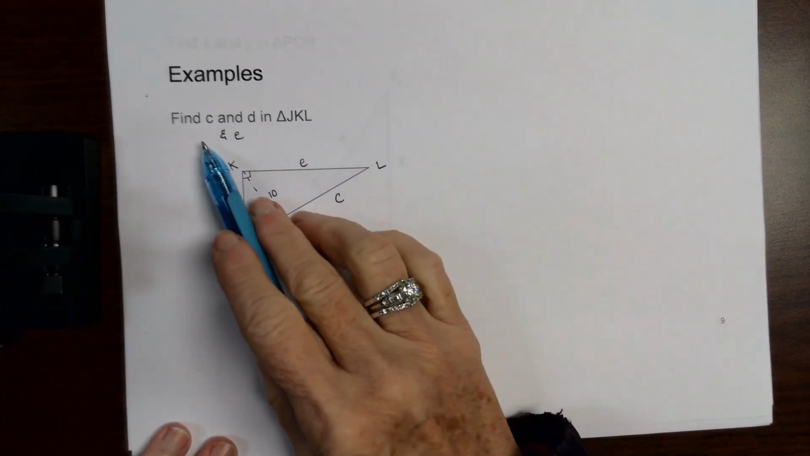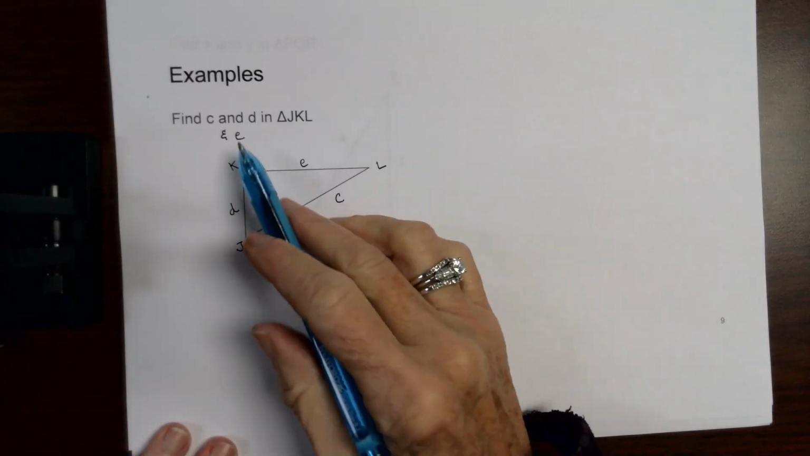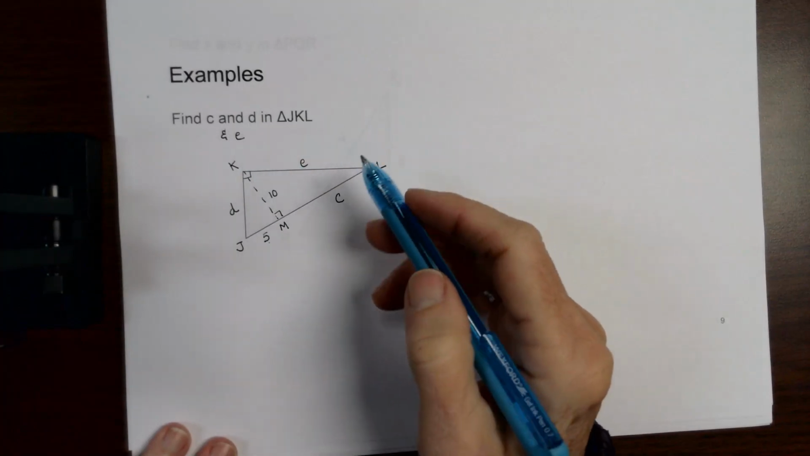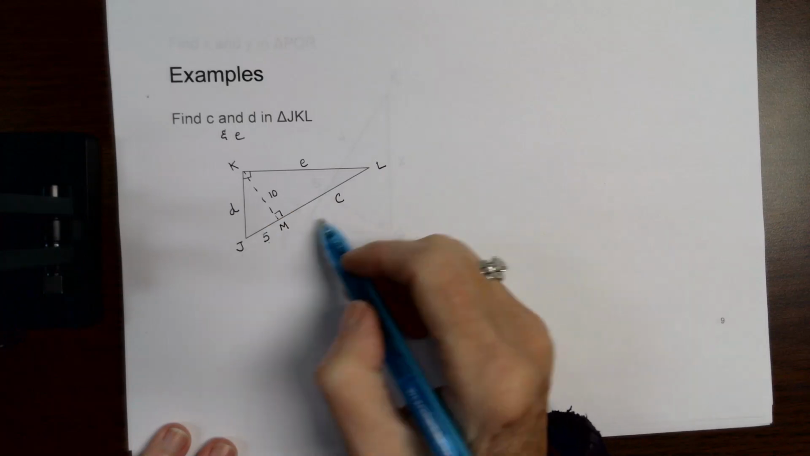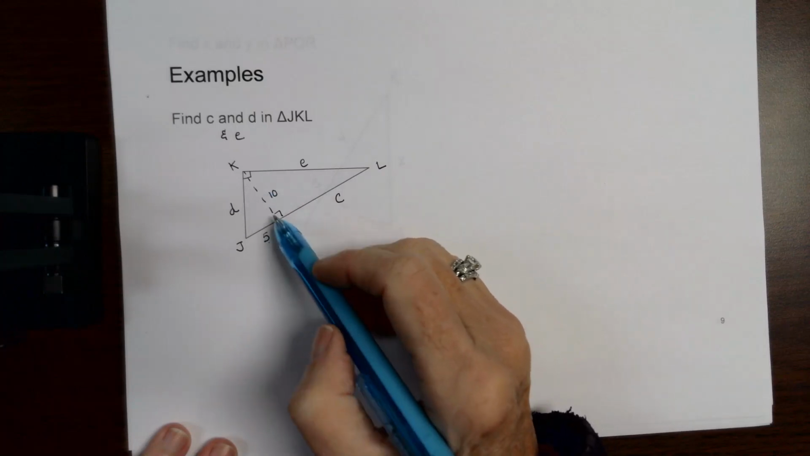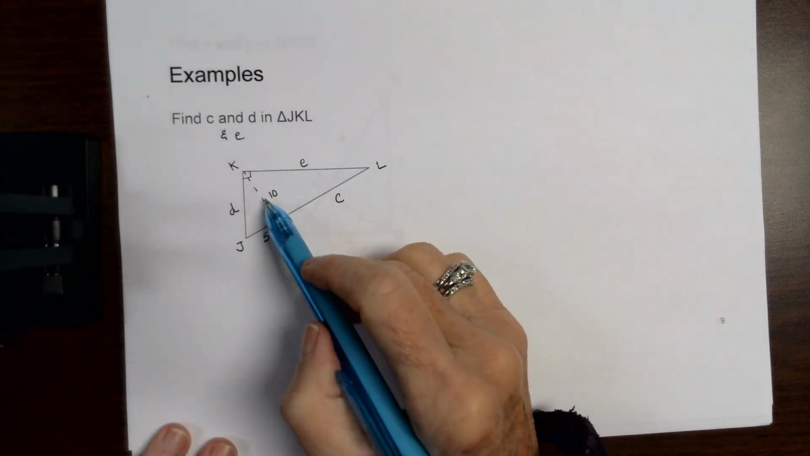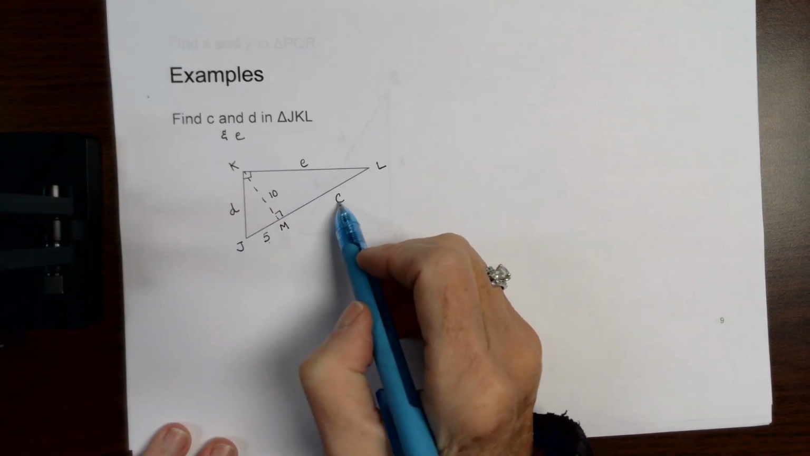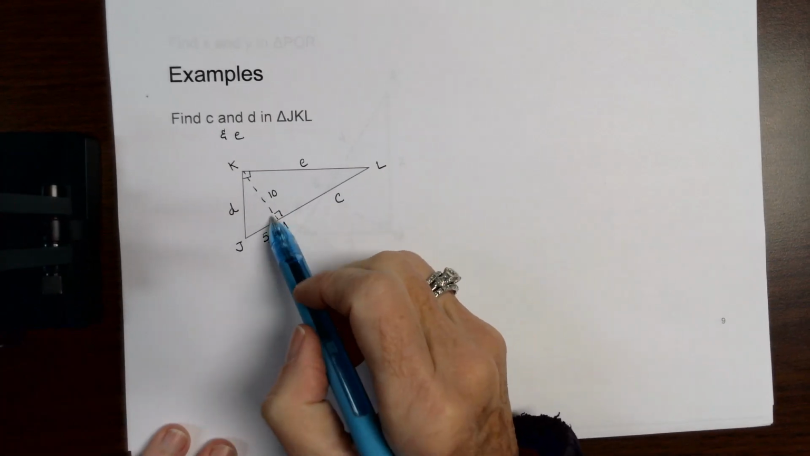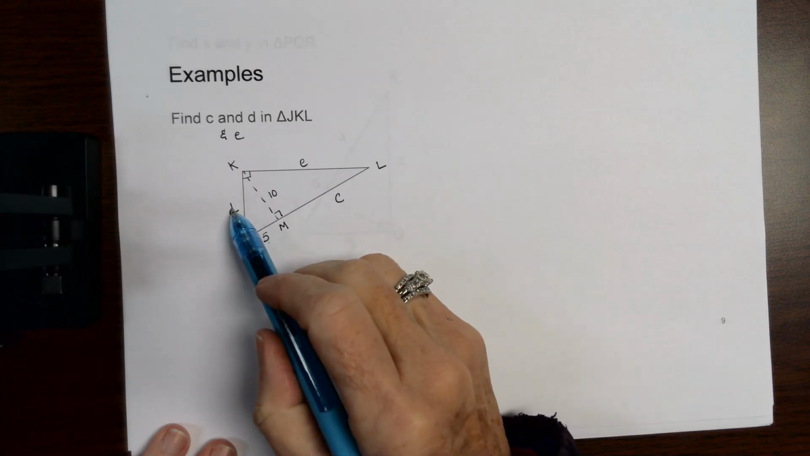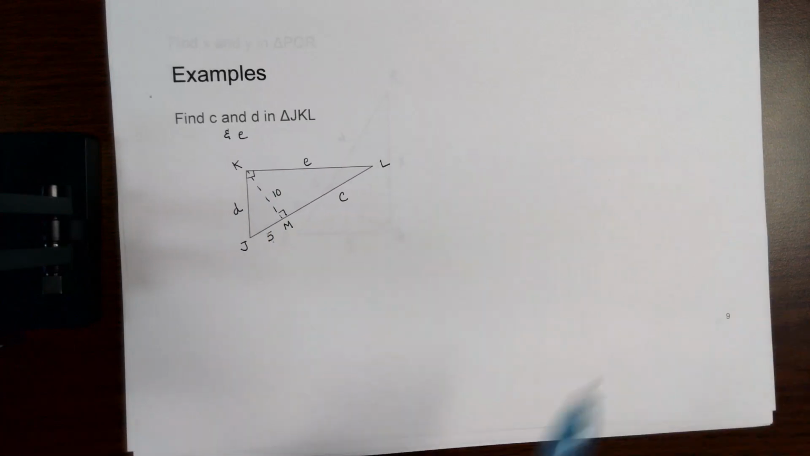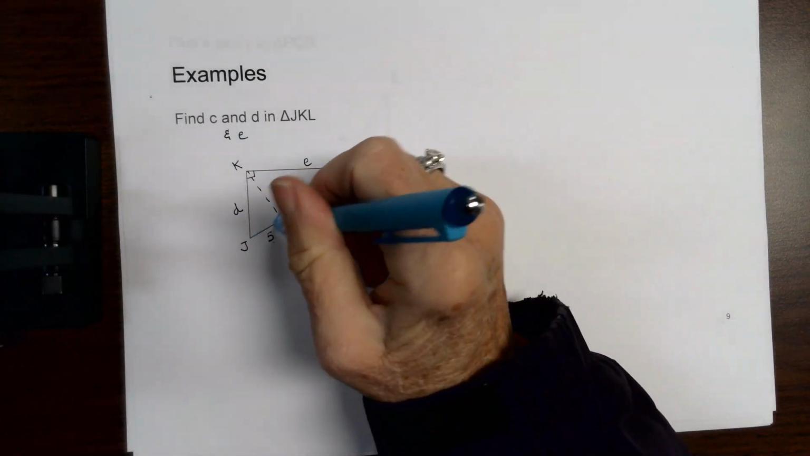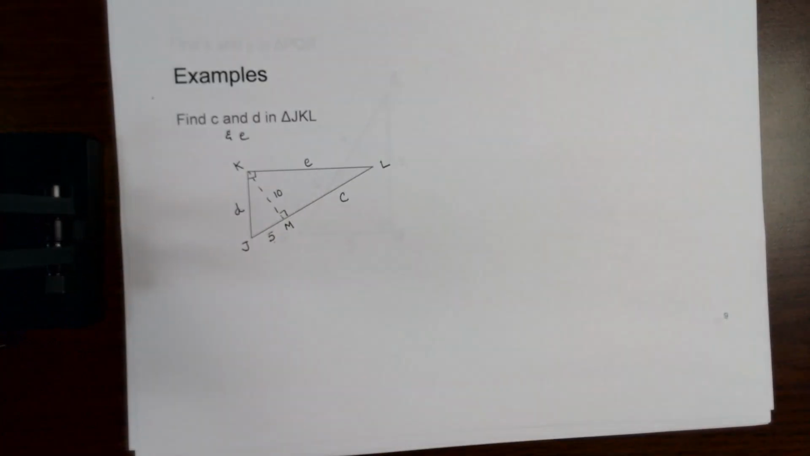Okay, so I am looking for C, D, and E. Now, there's a few things that I have to find first. I've got the altitude, so I could do the altitude. I could find C by doing the altitude, or I know that this is a right triangle, so I could find D, because this is going to work in your Pythagorean theorem, which we're going to work a little bit more on in the next section.